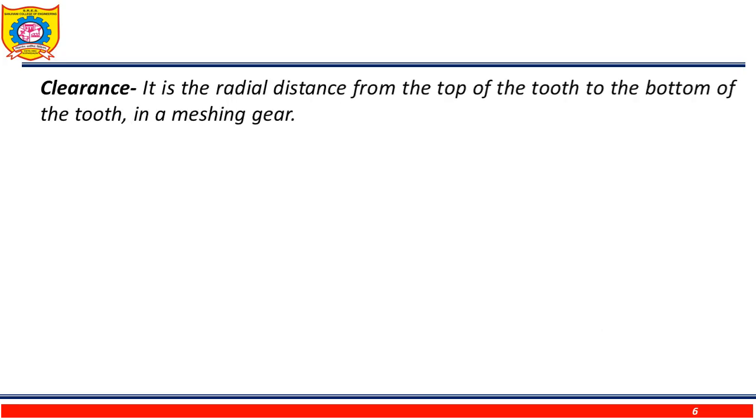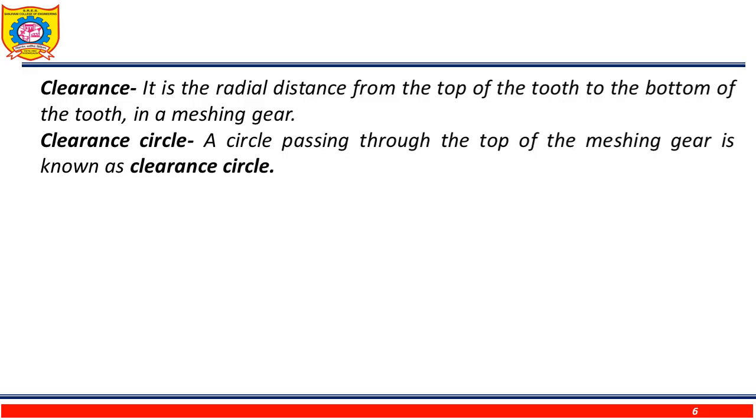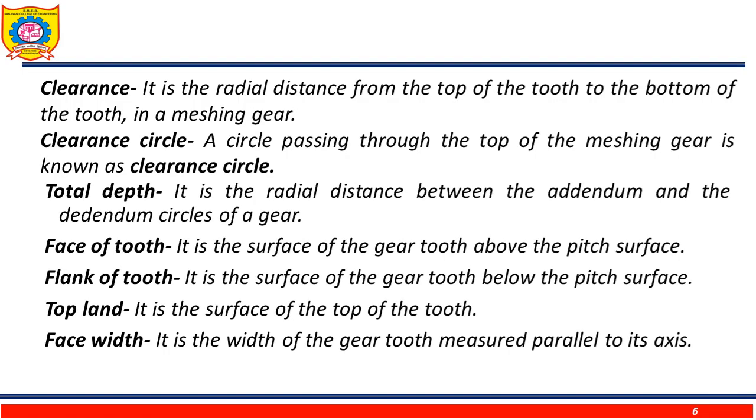Let us move further. Clearance. It is the radial distance from the top of the tooth to the bottom of the tooth in a meshing gear. So clearance is a terminology which exists when the gears are in meshed condition, meaning assembled condition. Clearance circle. A circle passing through the top of the meshing gear is known as the clearance circle. Total depth. It is the radial distance between the addendum and the dedendum circles of the gear. So that radial distance is called the total depth of the gear.